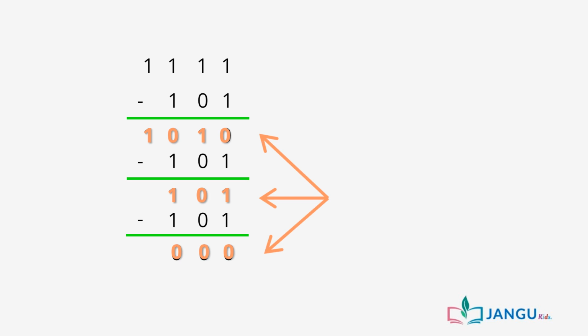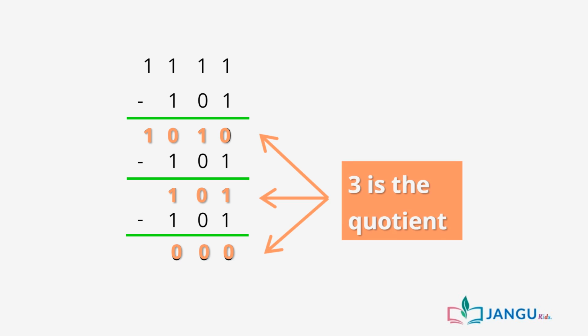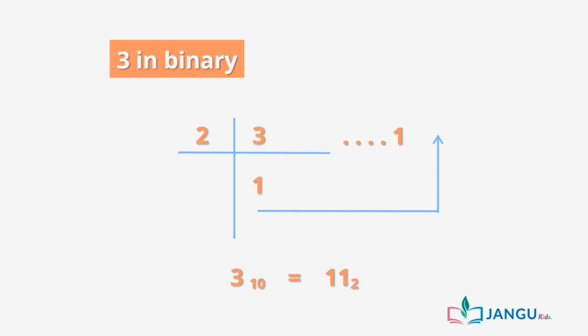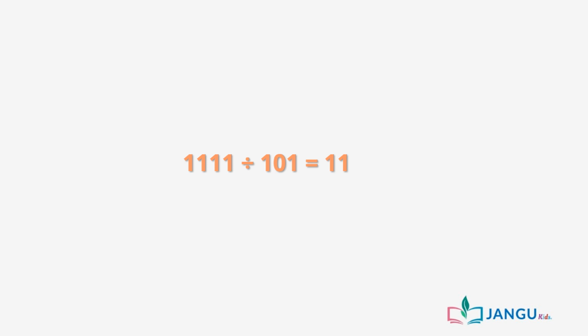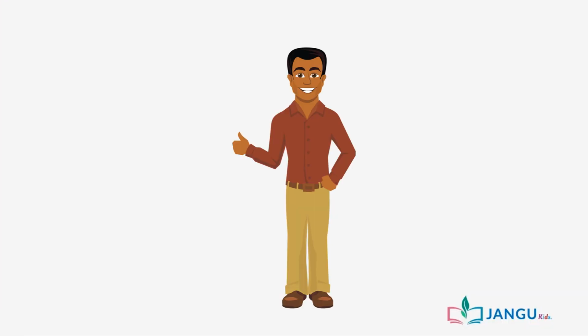Now, can you tell which is the quotient? Correct! 3 is the quotient. But since it is in the decimal form, we'll have to convert it to binary. And 3 in binary is 11. Therefore, 1111 base 2 divided by 101 base 2 is equal to 11 base 2. Good job everybody for paying attention so far.